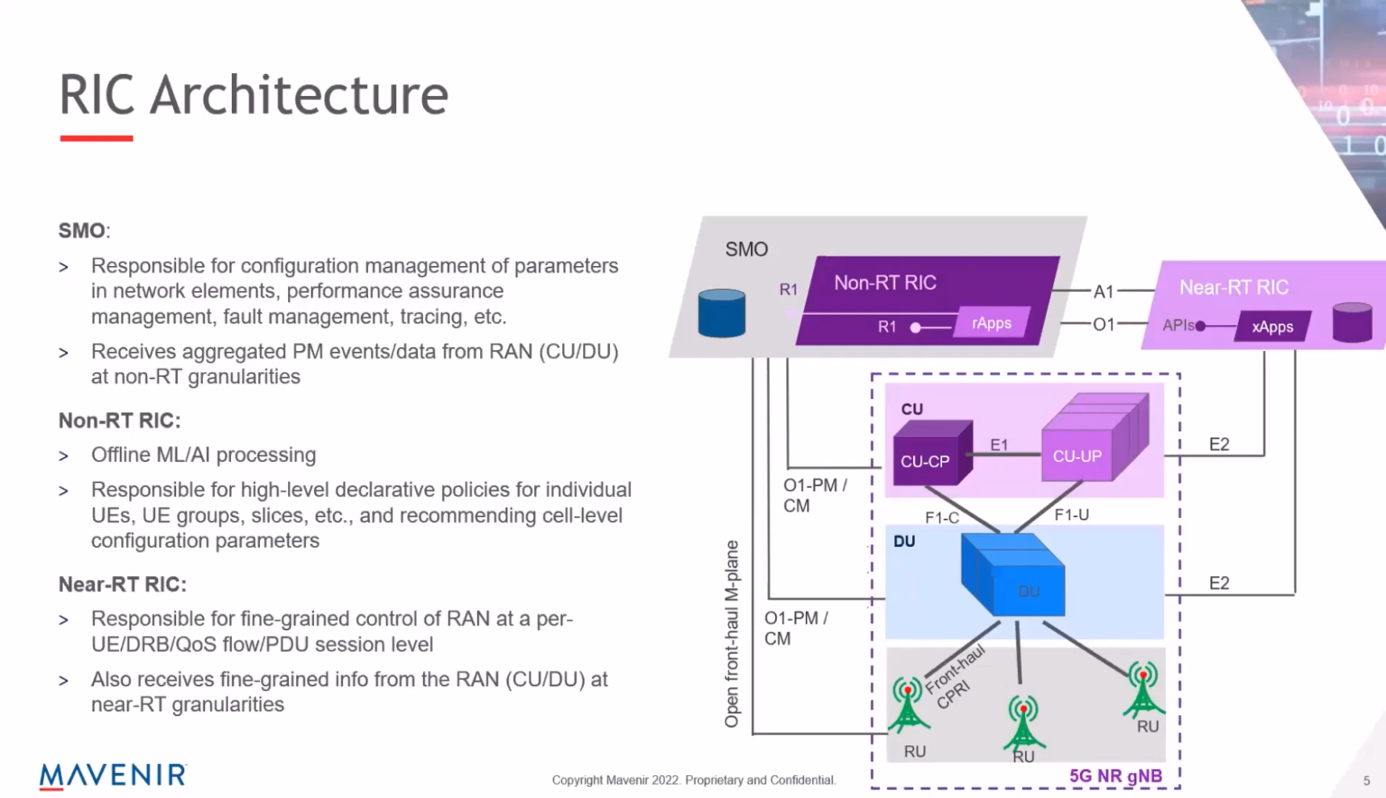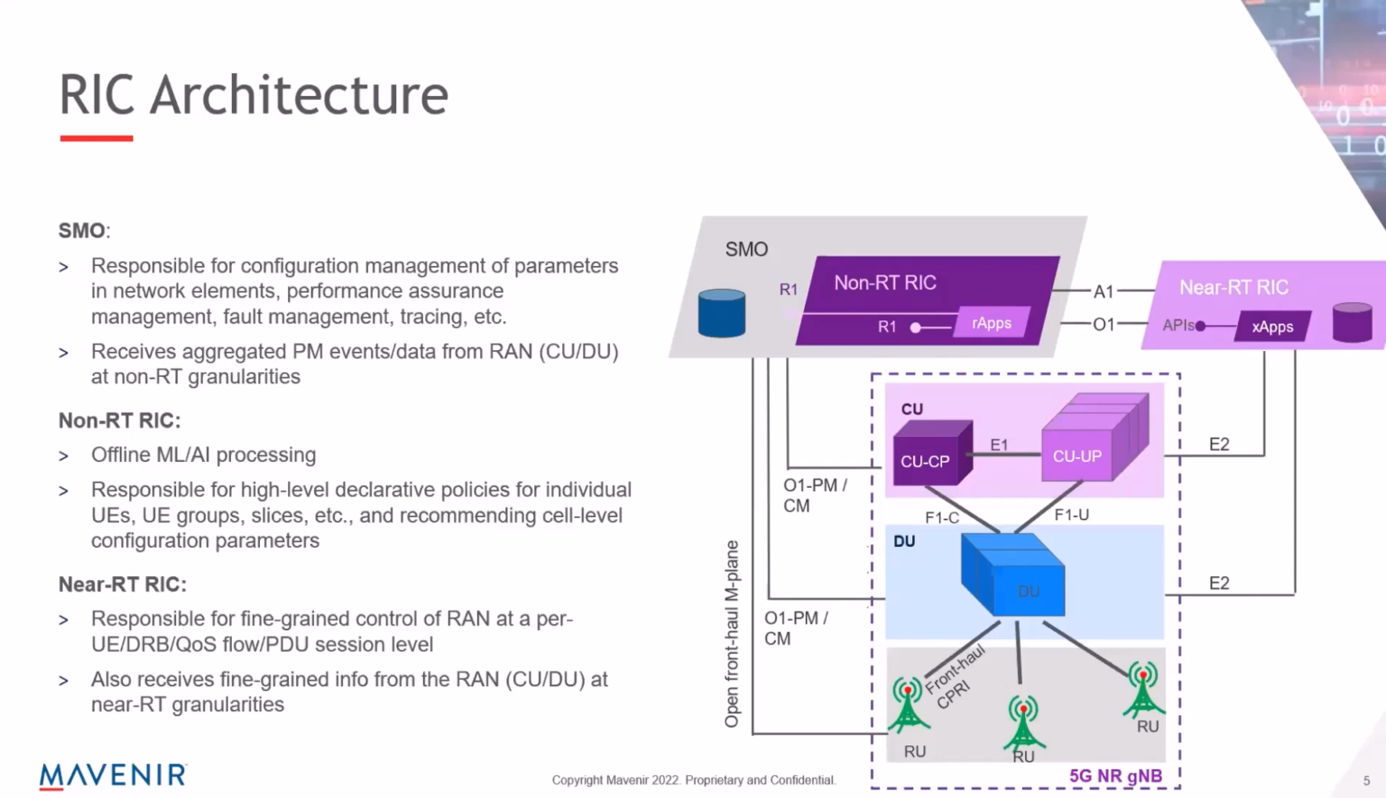When I say declarative policies, it's mainly at the UE group level. Let's say this is the target throughput that you should target for this set of UEs. And at the cell level, declarative policies, this is the minimum RSRP value that you should have in one of these cells. So you have to maintain this kind of minimum RSRP value in this cell. That kind of declarative policy would be transferred towards either the SMO or towards the near real-time RIC.